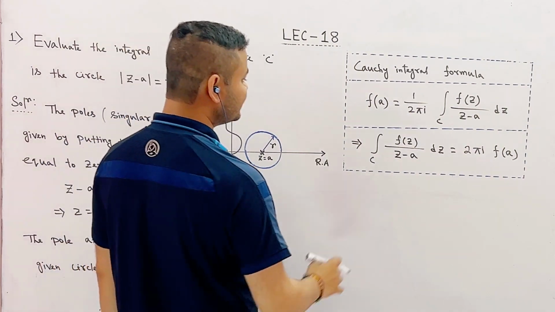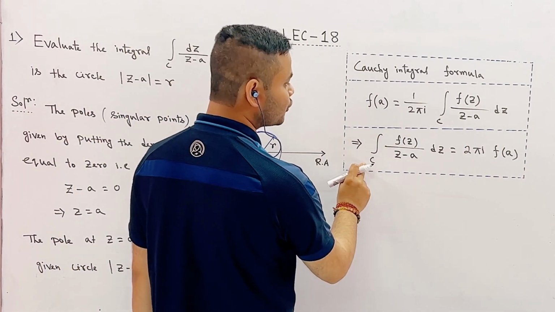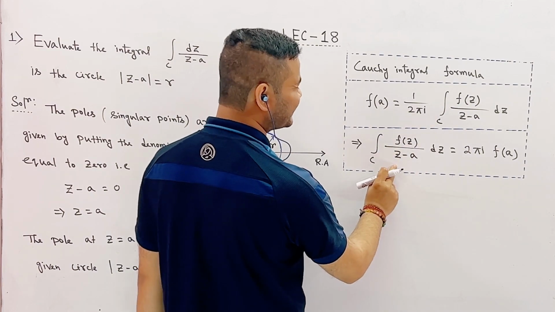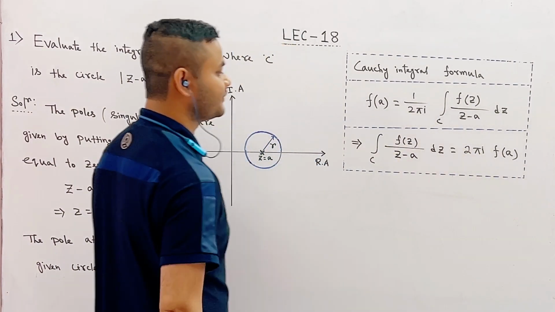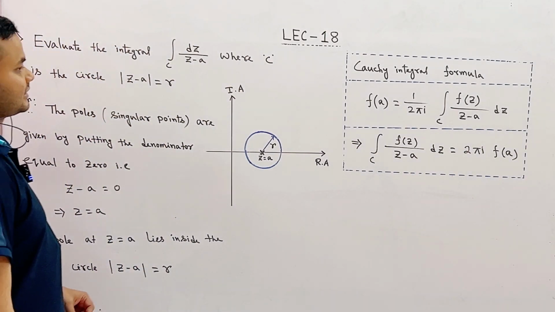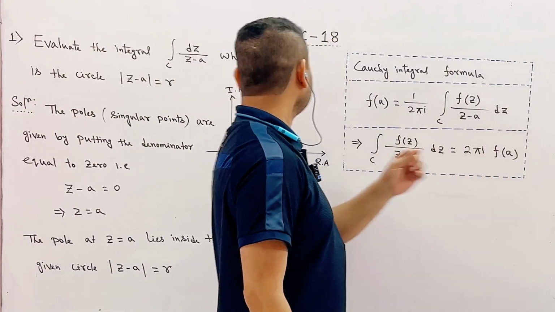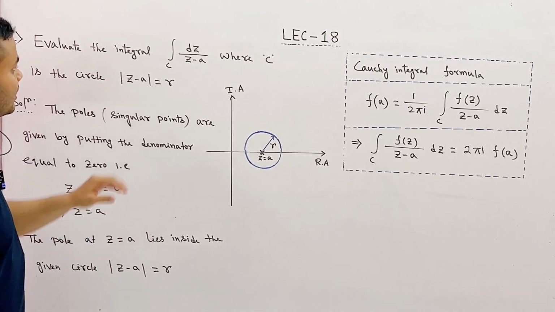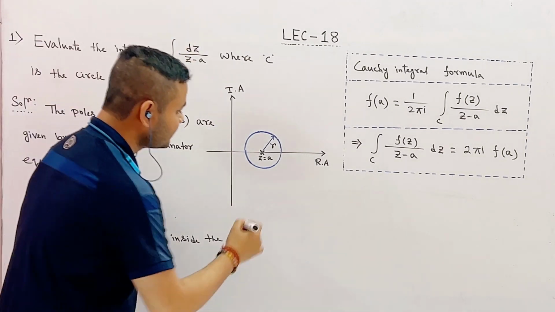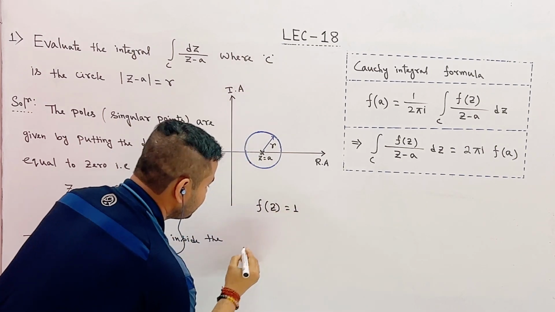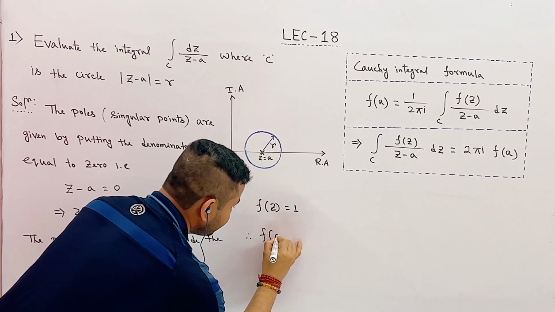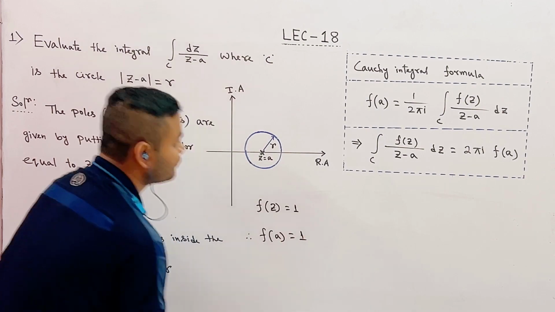After rearranging, we can write integration along closed curve C f of z divided by z minus a into dz equal to twice pi i into f of a. So first let us calculate the value of f of a from this integral. According to this problem, f of z equal to 1. So therefore f of a is also equal to 1.